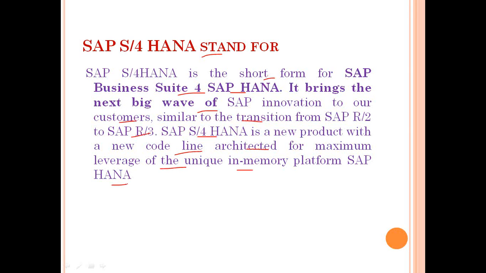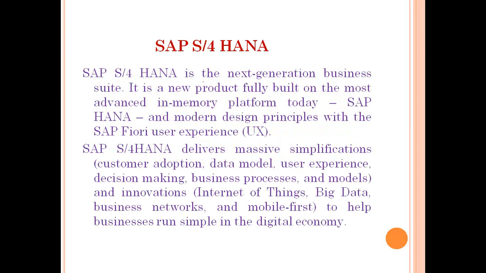Okay, it's like a major change that happened in '92 from R/2 to R/3. So here also SAP S/4HANA is a new product with a new code line. So it has the unique in-memory platform SAP HANA. So this SAP S/4HANA is the next generation business suite. It is a new product fully built on the most advanced in-memory platform today, SAP HANA, and modern design principles with the SAP Fiori user experience.